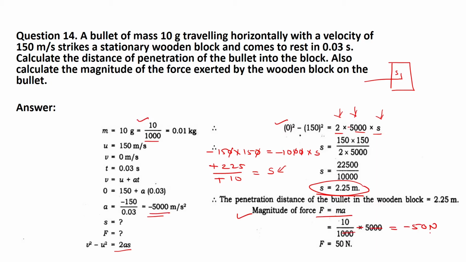Here the force must be negative. The reason is that the force applied by the wooden block is in the opposite direction of the motion of the bullet. The bullet is going this way, and the force applied by the block is in the opposite direction. So force will be minus 50 Newton. Let's move to the next question.